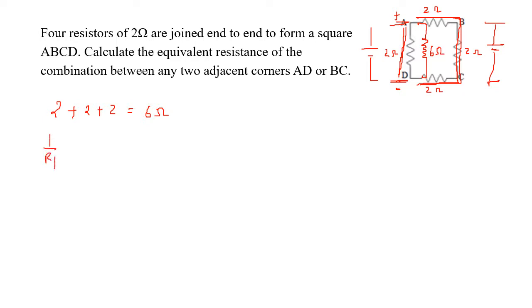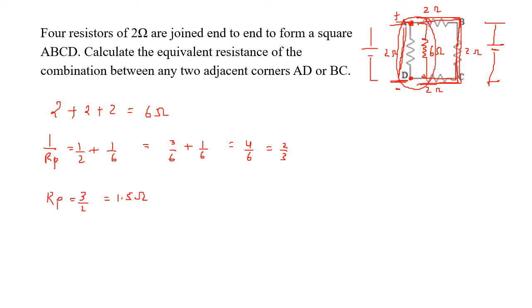So we got 1 upon Rp equal to 1 upon 2 plus 1 upon 6, that is equal to 3 upon 6 plus 1 upon 6, equal to 4 upon 6, equal to 2 upon 3. So the Rp is now the reciprocal, that is 3 upon 2, that is 1.5 ohm. So when the battery is attached at the point A and the point D, remember this, these three resistances are in series and the equivalent of these two are in parallel. So the total resistance of the circuit becomes 1.5 ohm.